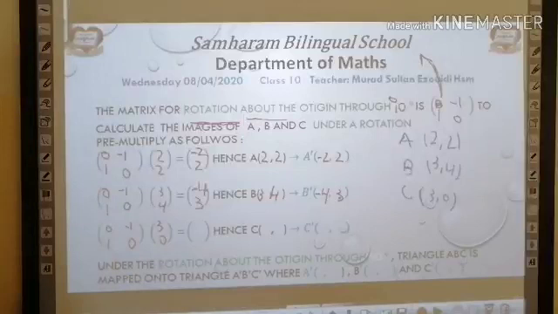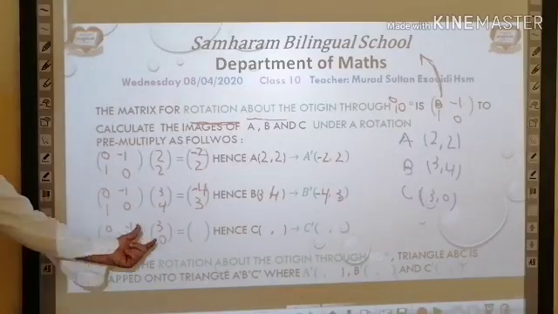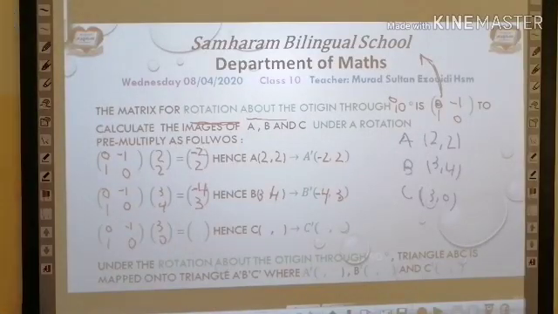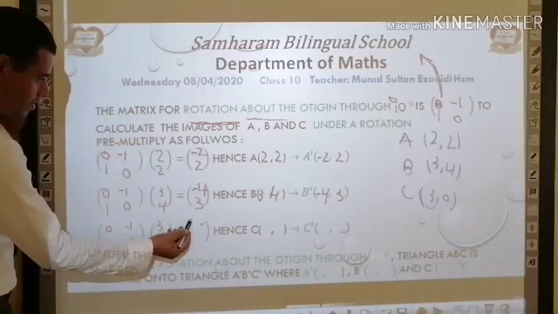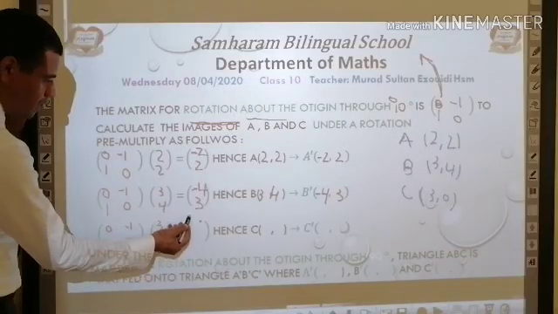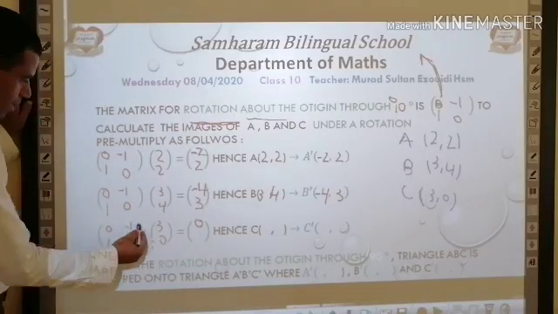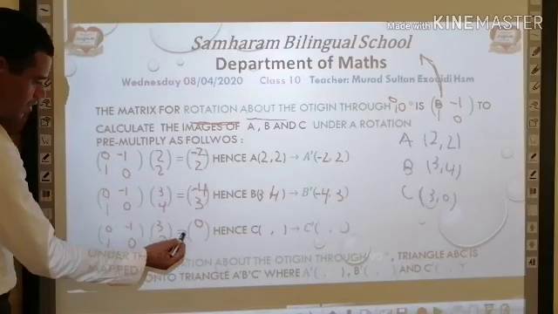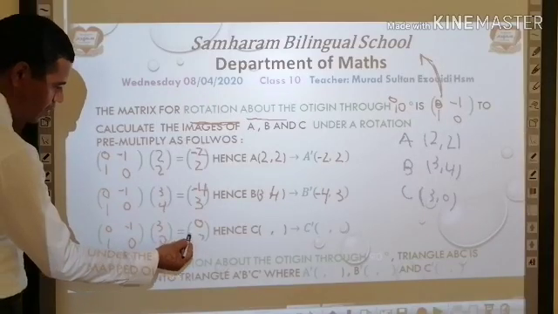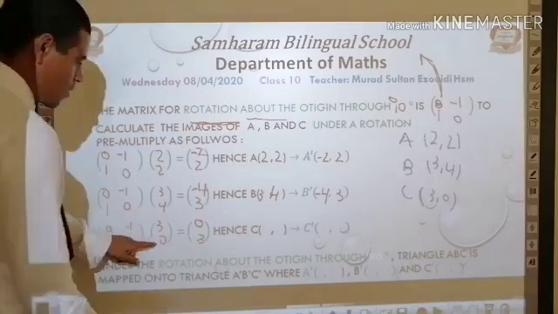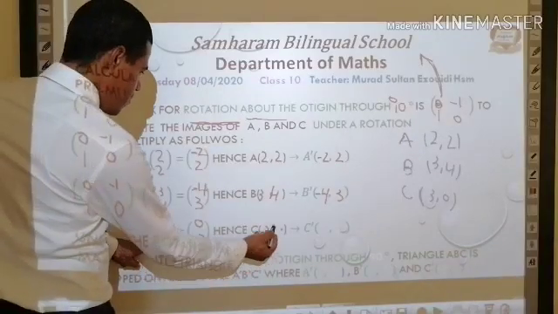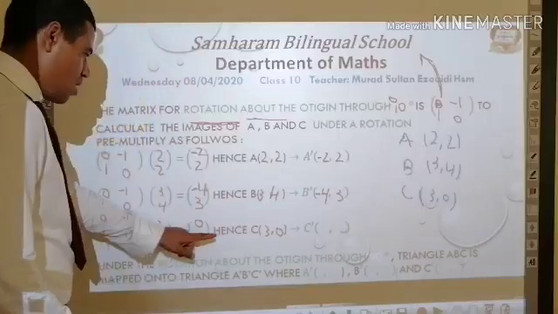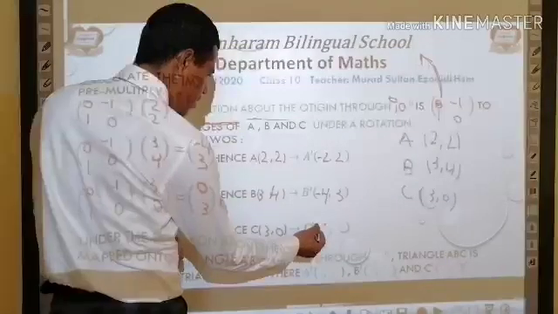Okay. The next, the coordinates of the point C. So 0, negative 1 multiplied by 3, 0. It will be 0 by 3 plus negative 1 multiplied by 0 is 0. 0 plus 0 is 0. 1 multiplied by 3 is 3, plus 0 by 0 is 0. 3 plus 0 is 3. Hence this one will be 3, 0, my kids. C of coordinates 3, 0 maps to C prime of coordinates 0, 3.